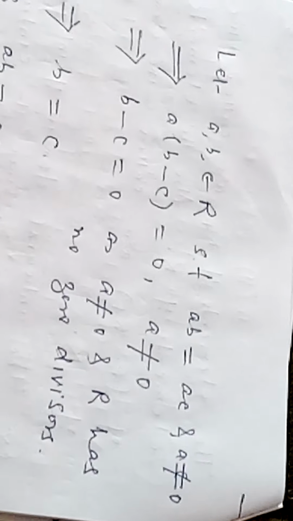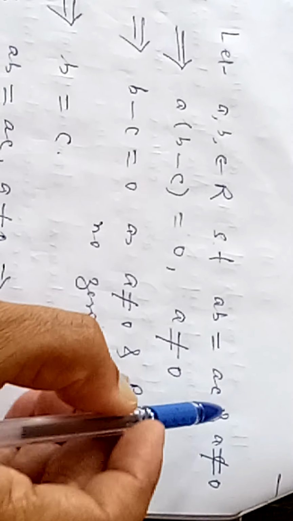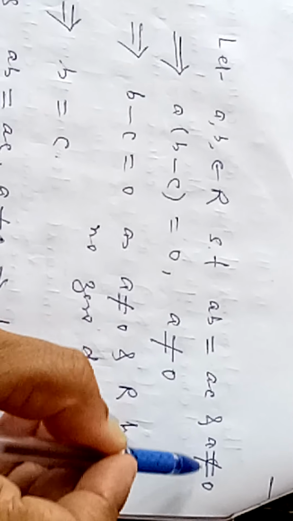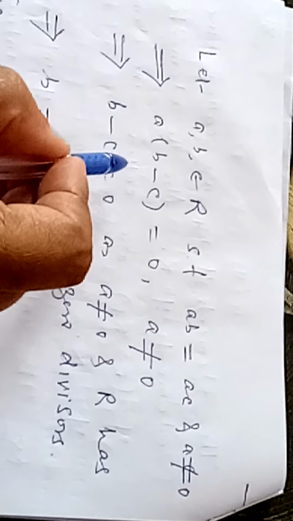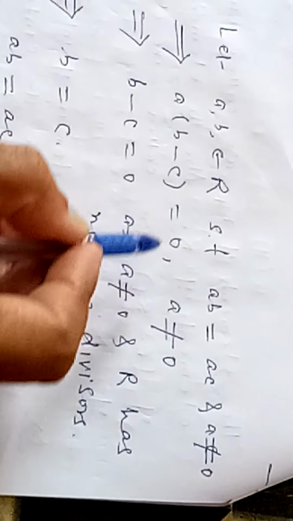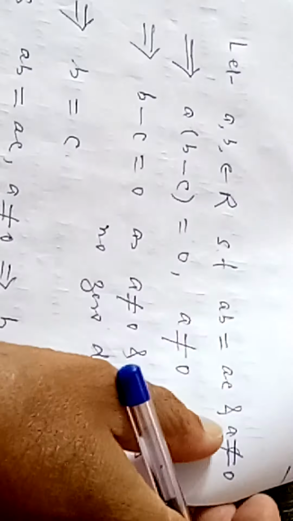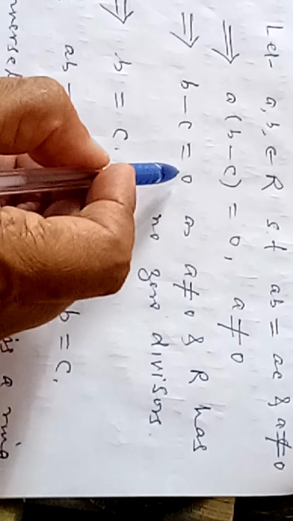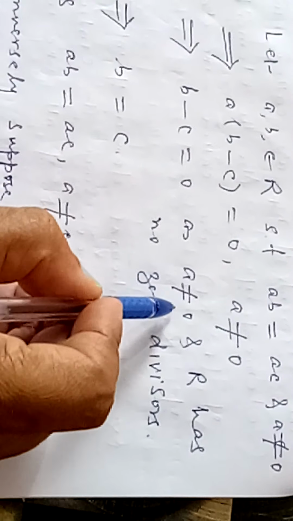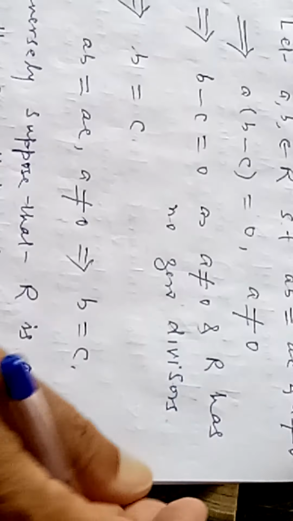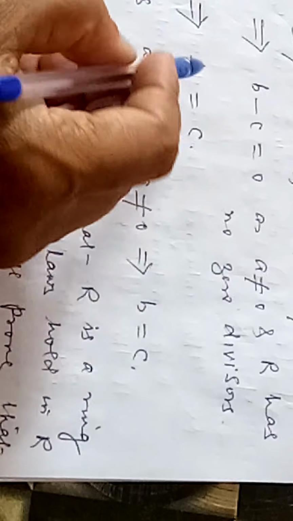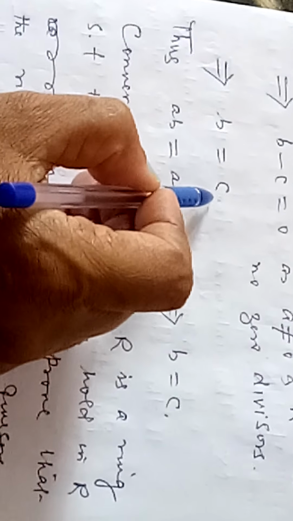Let a, b, c belong to R such that ab is equal to ac and a is not equal to 0. This implies a·(b minus c) is equal to 0, where a is not equal to 0. This implies b minus c is equal to 0, as a is not equal to 0 and R has no zero divisors. This implies b is equal to c.